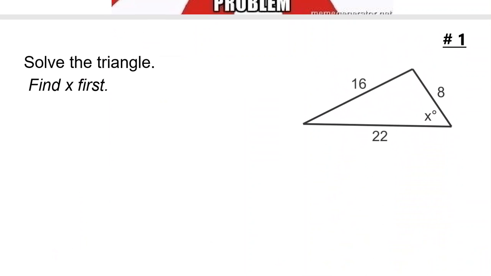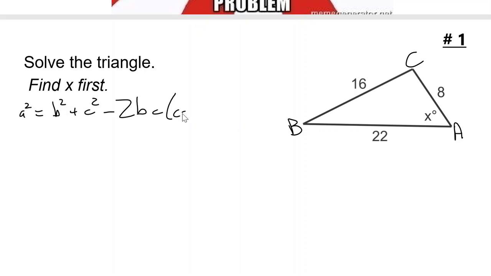All right, numero uno. We are supposed to find x. Well, solve the triangle, but find x first. It is probably more helpful if we put letters on this. So we will try and find little a squared equals b squared plus c squared minus 2bc times cosine of big A. All right, and then we go to plug in.